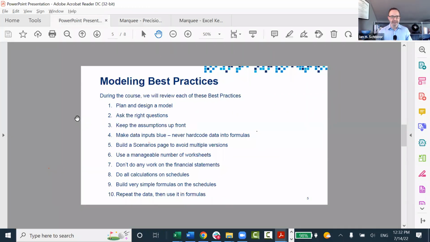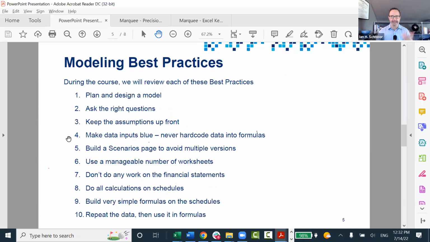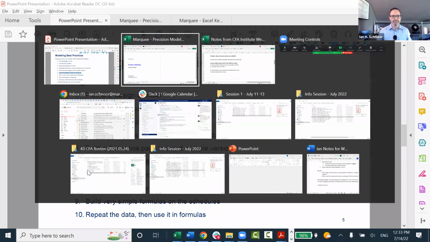In the slides here, I also have a slide on some best practices, on some tips. These are some of the tips and best practices that we're going to review in the course. I'll be talking about how do you properly plan and get the right data in? How do you keep assumptions up front? Things like that. But one of the things in a model is to use a manageable number of worksheets. One of the reasons why models become unusable is when there are too many worksheets in the file, or tabs, too many tabs.